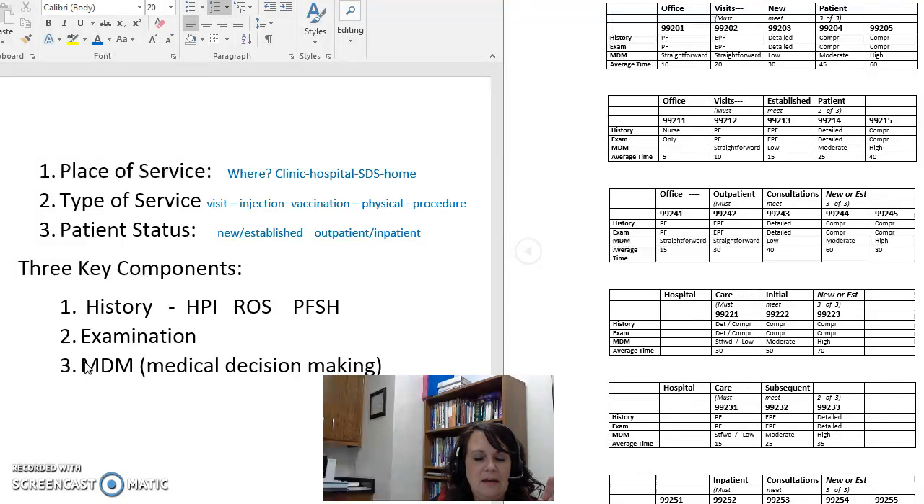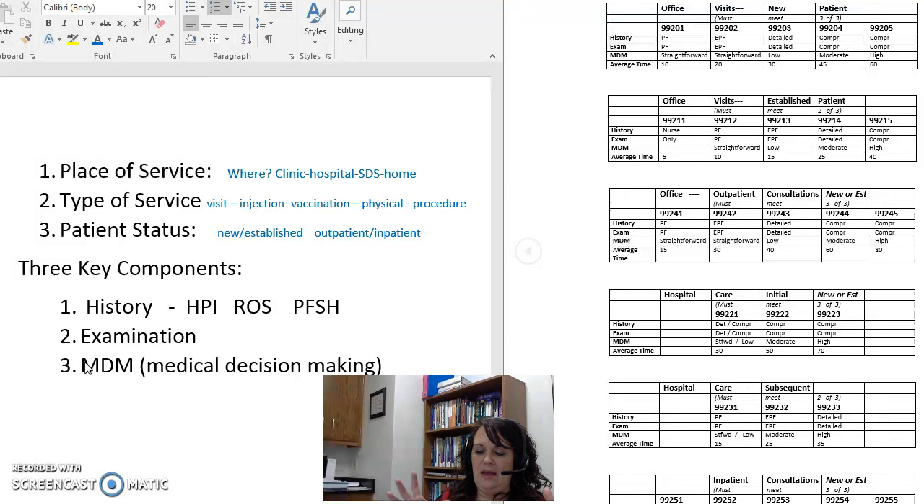The first set of information there was the place of service. Where am I? What am I doing? What type of service? And what's the patient status? Are they new or established? Are they inpatient, outpatient? I need to know those things to find my right code.